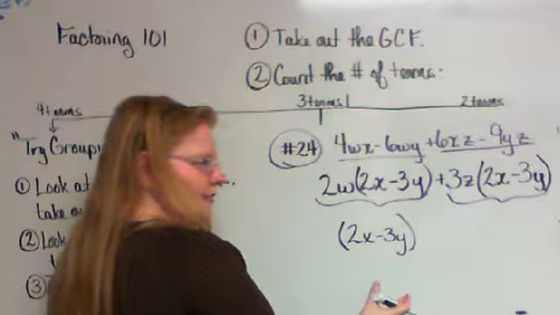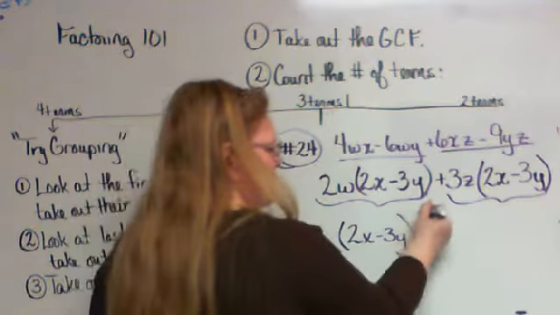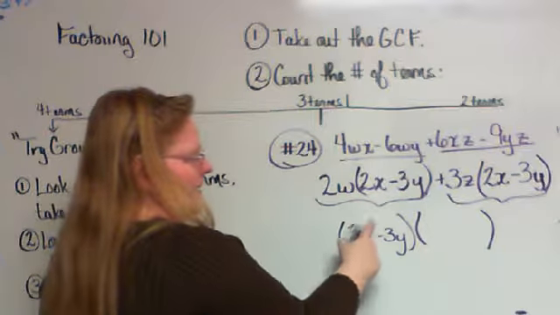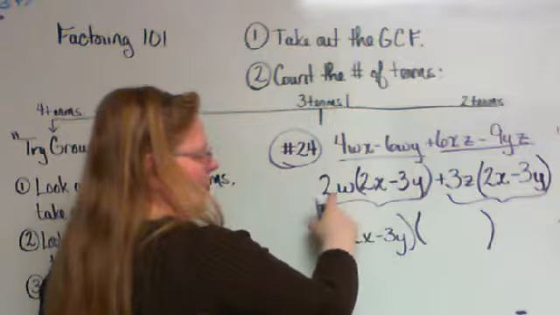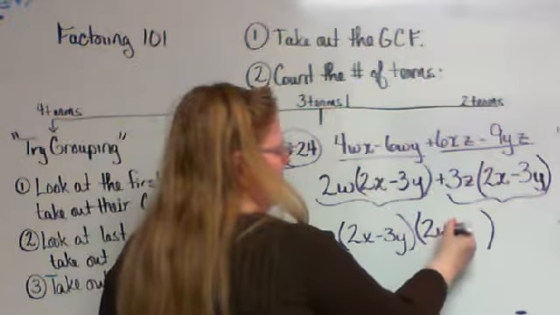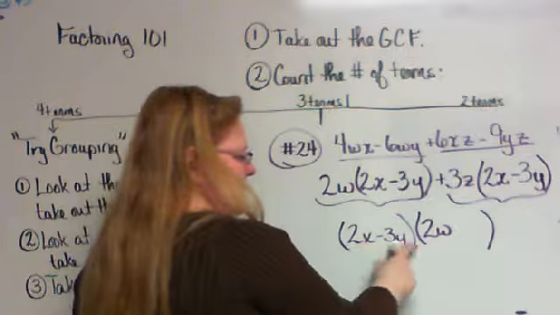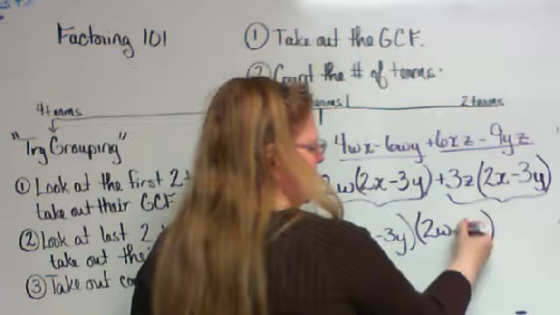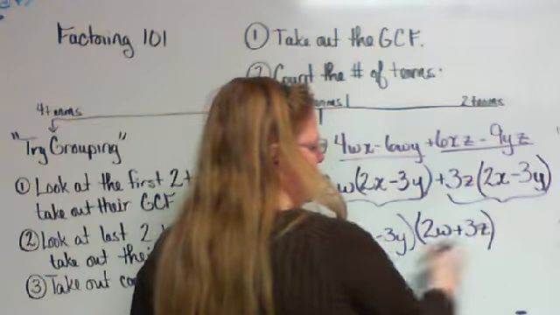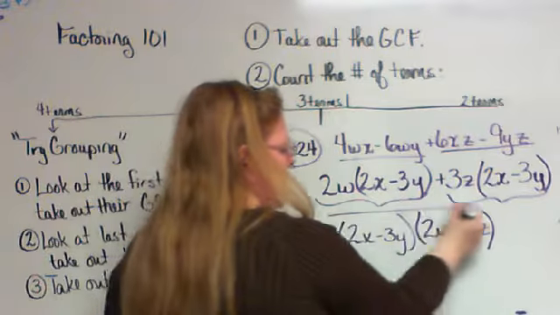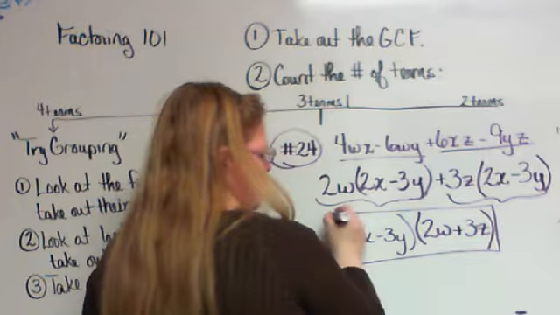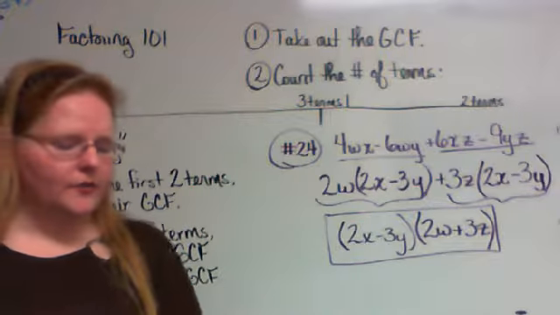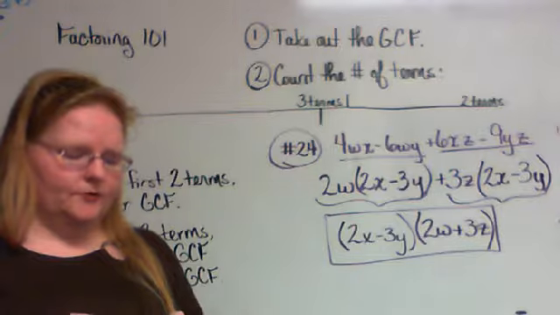whenever we take out a GCF, we write it on the outside, and then we put parentheses, and then we divide. When I take this out of that whole term, I'm only left with this little bit, the 2W. And when I take this whole thing out of that whole term, I'm left with the plus 3Z. That's why this is my answer. Now, if you don't believe that that's your answer, you could always sit there and multiply it back out.